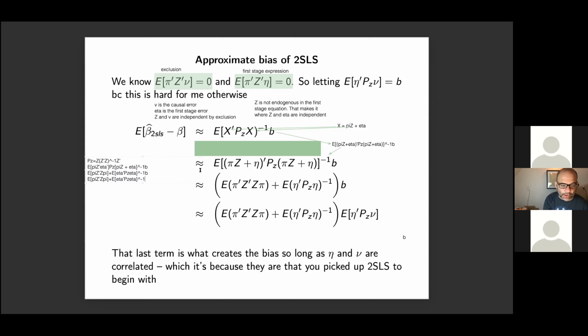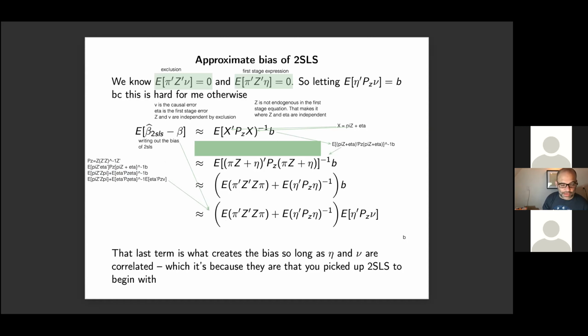Where was B again? Oh, yeah. Expectation eta prime PZV. Okay, this here is this. All right. So when I write out the bias of two-stage least squares, it collapses to, it is approximately equal to this.